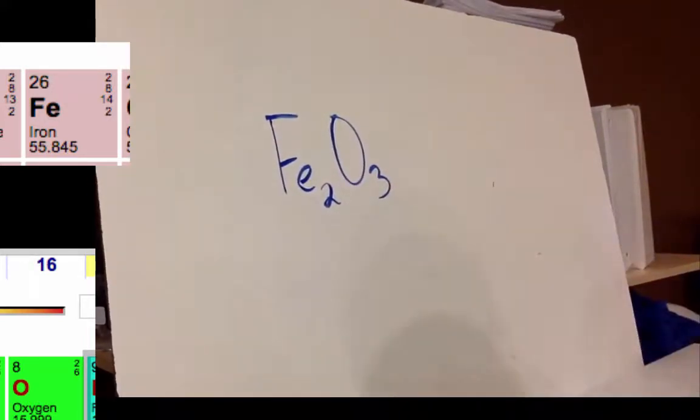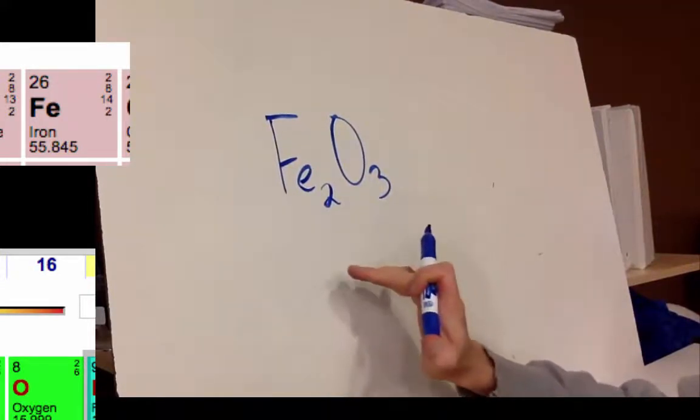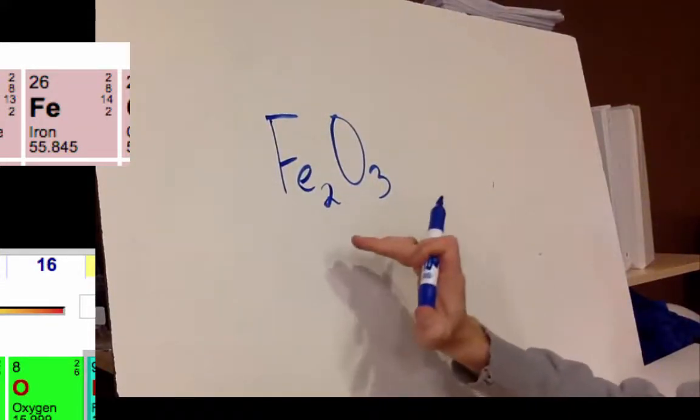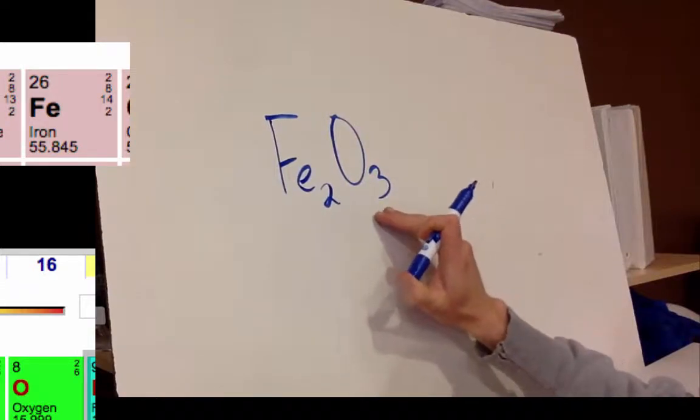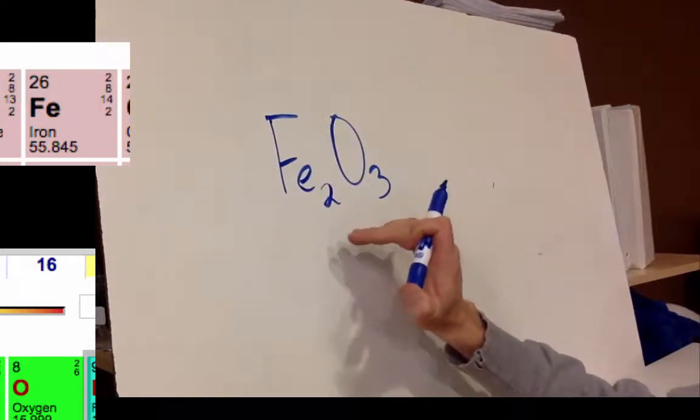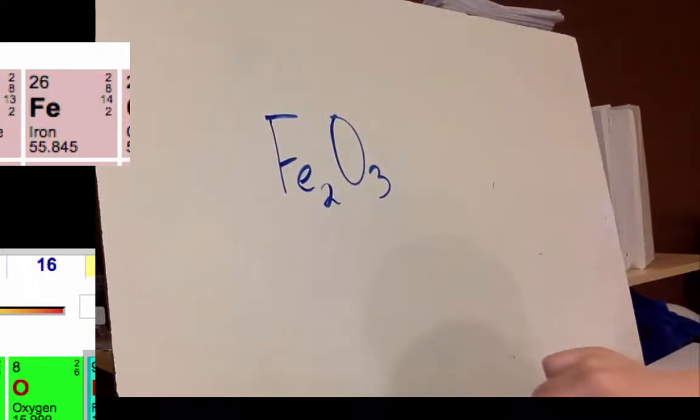Okay, now when we do this, the cool thing about ionic bonding is that based on just the chemical formula, you can tell the name of it. You can also tell the charges of all of them.